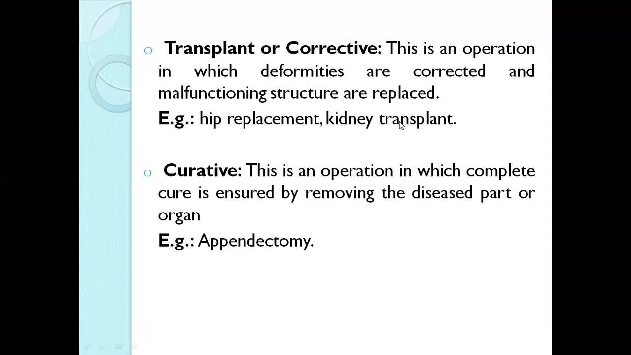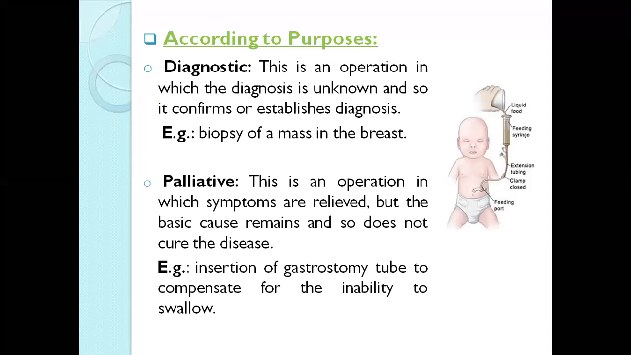So that is called palliative. For example, the insertion of a gastrostomy tube to compensate for the inability to swallow. As you can see from the diagram, that is a gastrostomy tube. If because of some reason the child or individual is unable to take food orally, they will give it through the tube, which goes directly into the stomach. That is a simple example of palliative care.